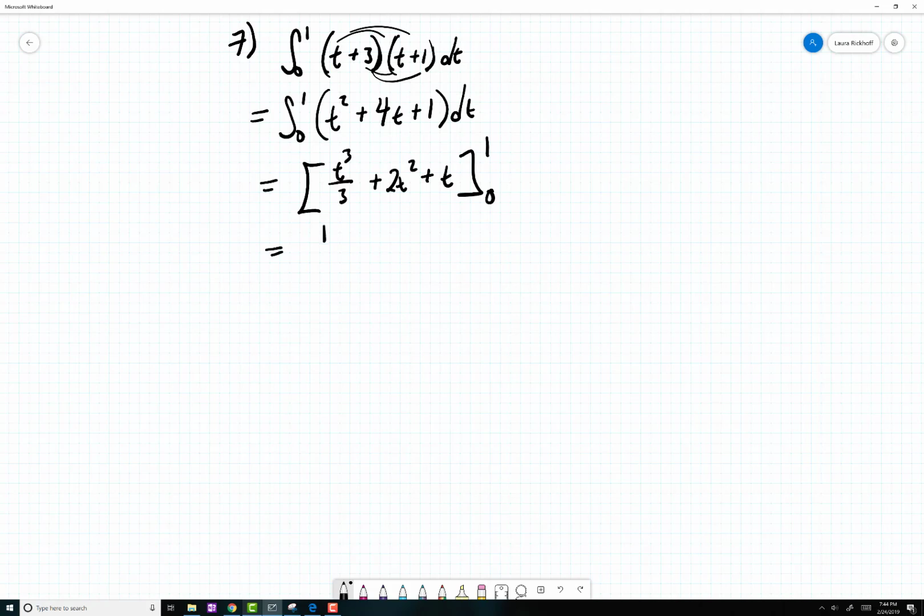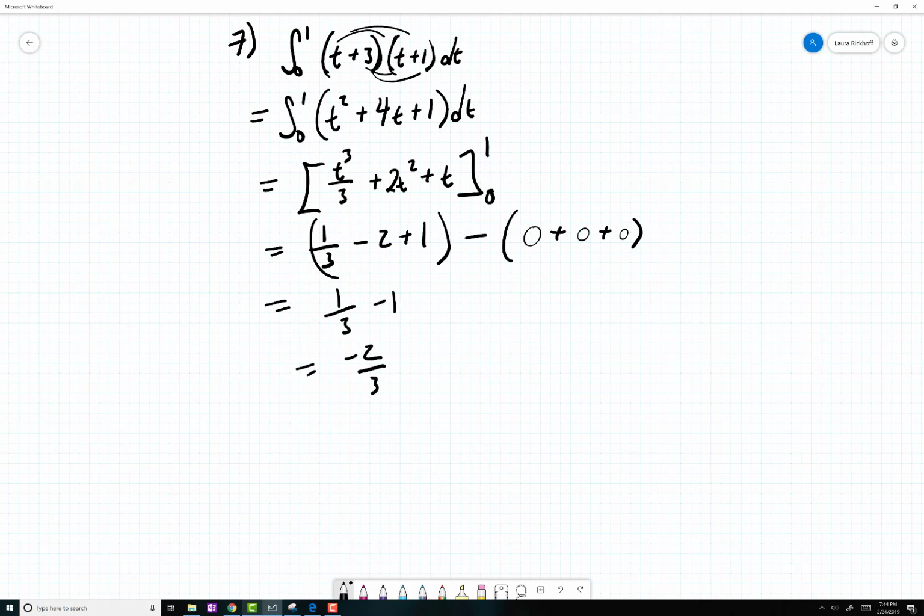So we plug in the upper guy first, and we subtract what we get when we plug in the lower guy. And then whatever that is. So that's 1/3 minus 1, so negative 2/3. Hopefully I don't mess up the arithmetic, but calculus is the good stuff. Cool.